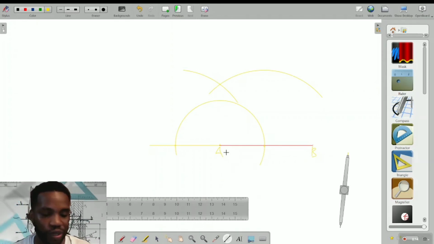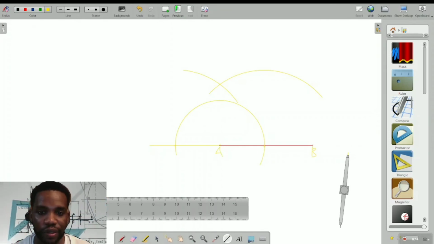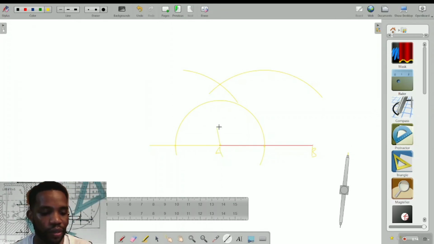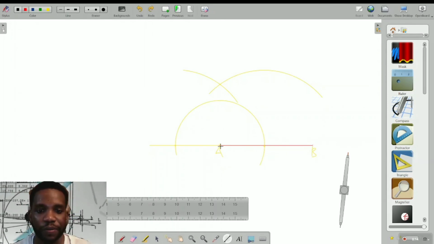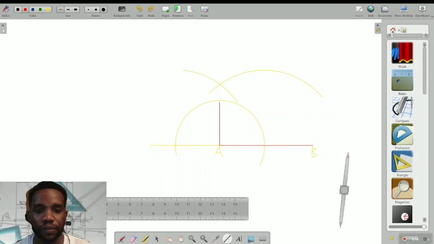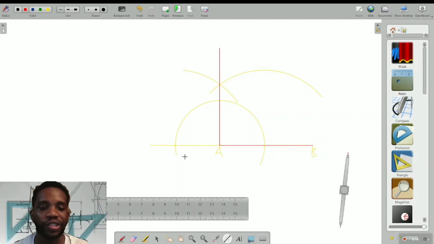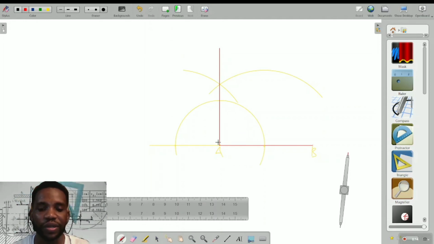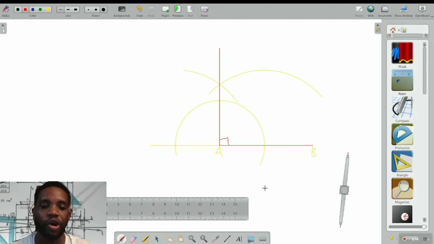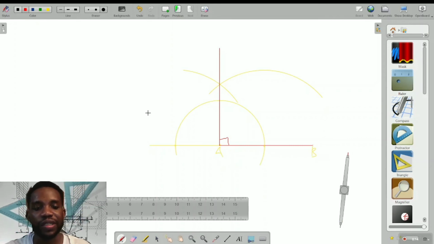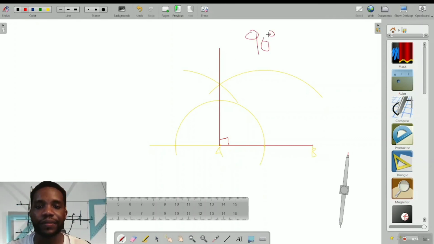So you're going to be drawing a straight line from right here. Well, no, this is my major line, so I'm going to be using red. Right up. Alright, and it should go right through the intersection. Now this should be a 90-degree angle. And we use our little box here.